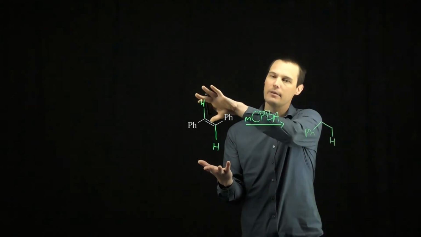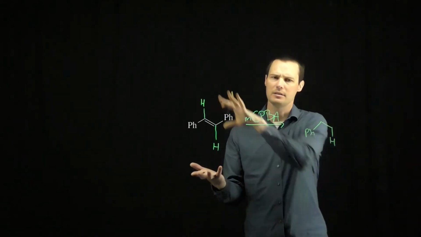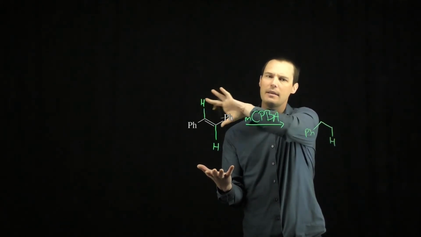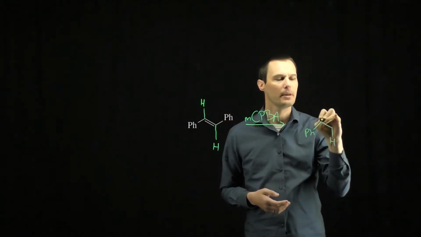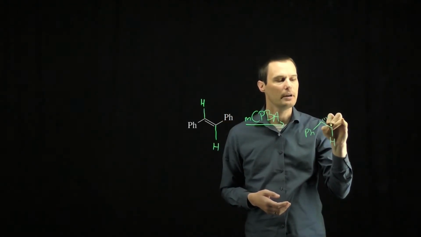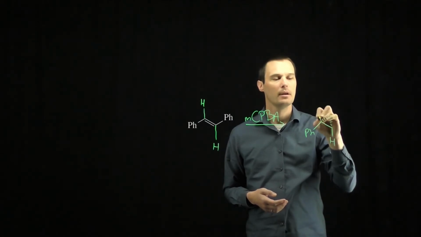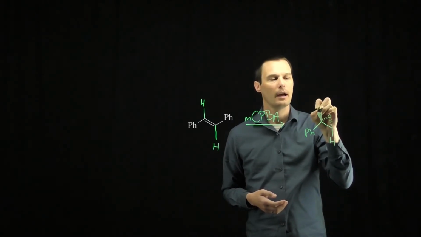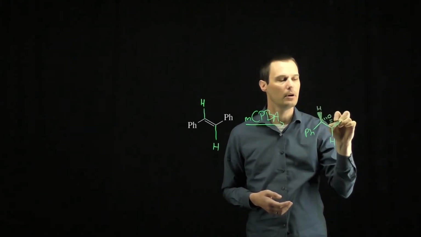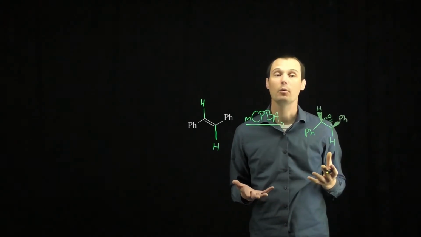Let's say the epoxide forms on the top face. I guess that would be the bottom face. If we form it from this side, the epoxide would be forming on the bottom face. So that would put the oxygen on a wedge, or excuse me, on a dash, and the hydrogen and the other phenyl group on wedges. This will be one possibility.